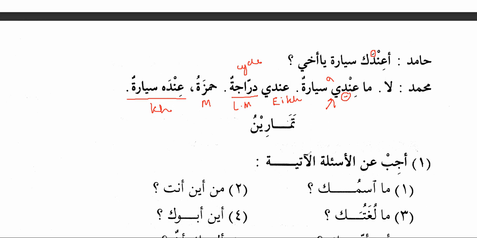Okay. So in tamarin, or the exercises, we will see what it is. These are random questions. Ma ismuk? You can go back to the lesson and see all the answers. It's really very easy. Ma ismuk, min aina ant, and these are random questions you can answer for yourself also. So ma ismu, ismi Shazia. Min aina ant, or anti if you're talking to a female. Ana min al Hind. Ma lughatuka, lughati urduyati.